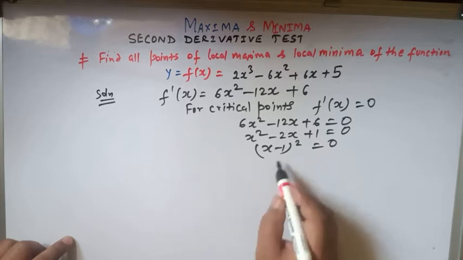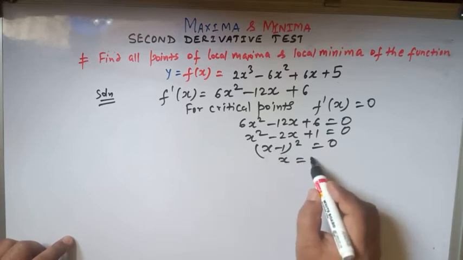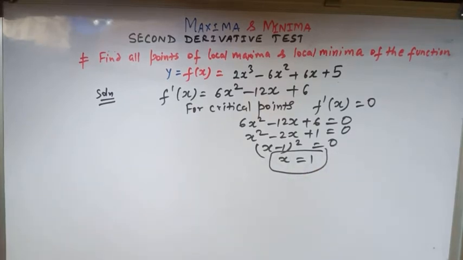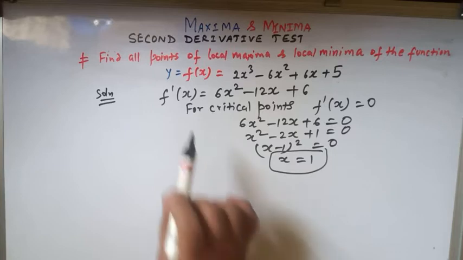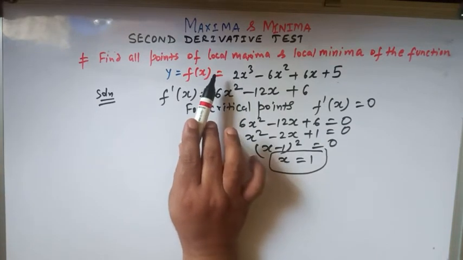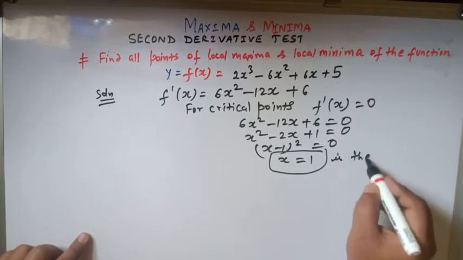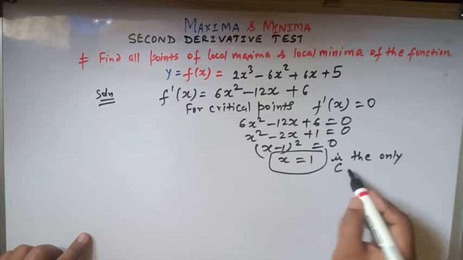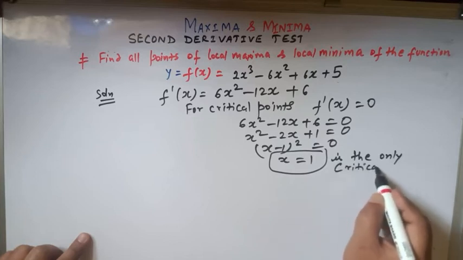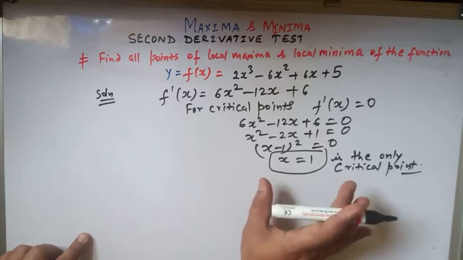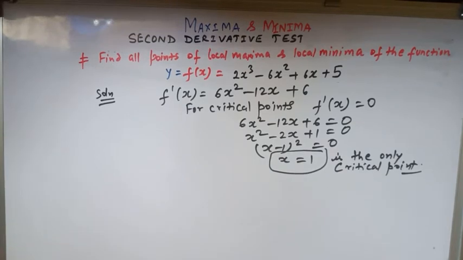Now solving this, we get x = 1. So x = 1 is the only critical point for this function f. Clear? So x = 1 is the only critical point. Now we shall examine this point, x = 1, for local maxima or local minima.